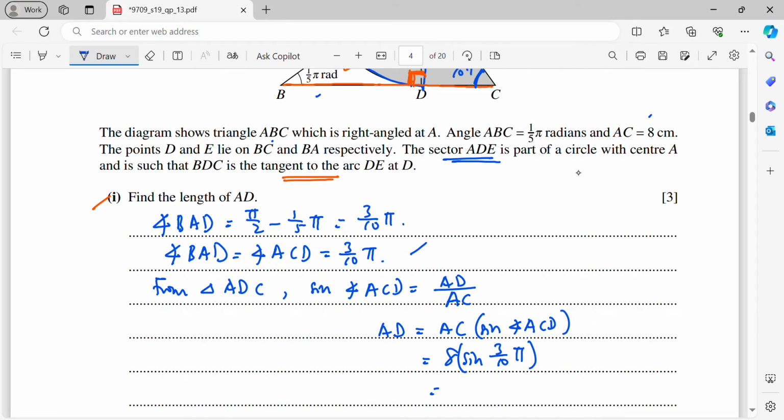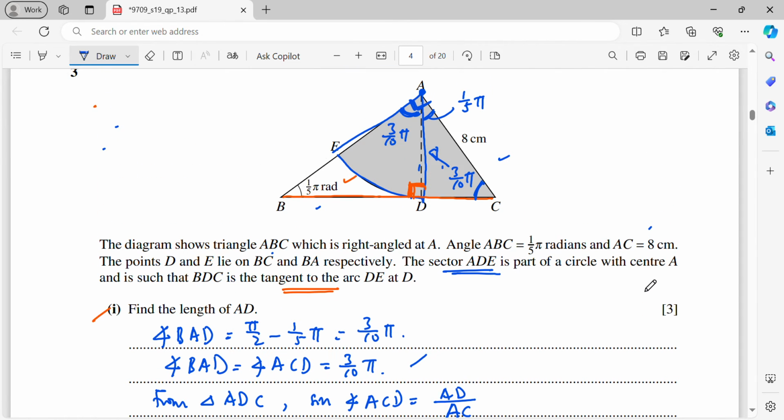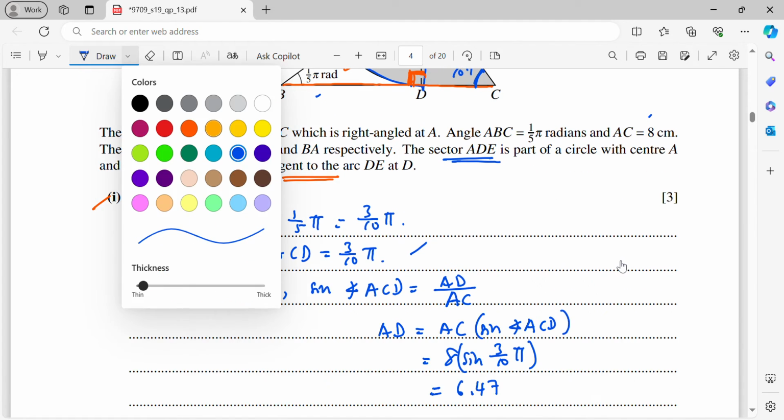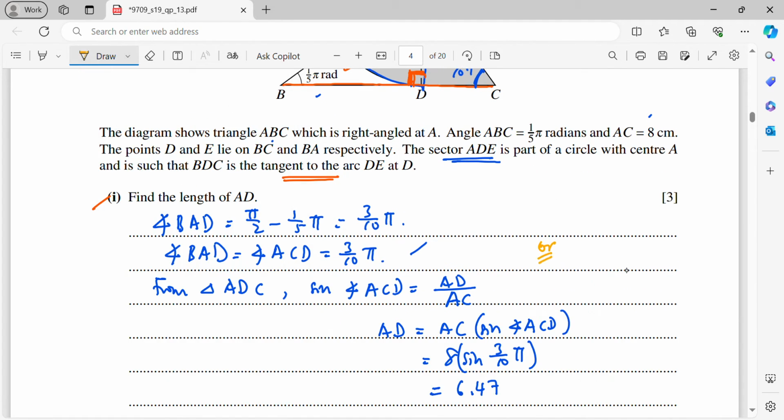Therefore, this is going to be 6.47. Okay, this is the first option. Another option is you can just use this pi 1 over 5 pi. So to get the AD, that will be cos.